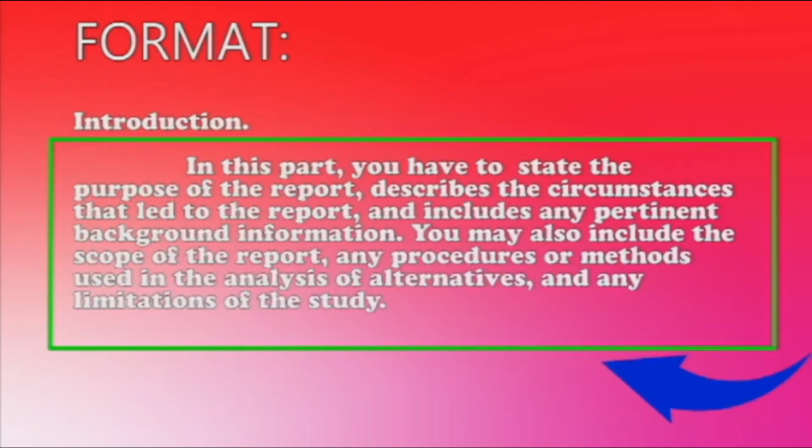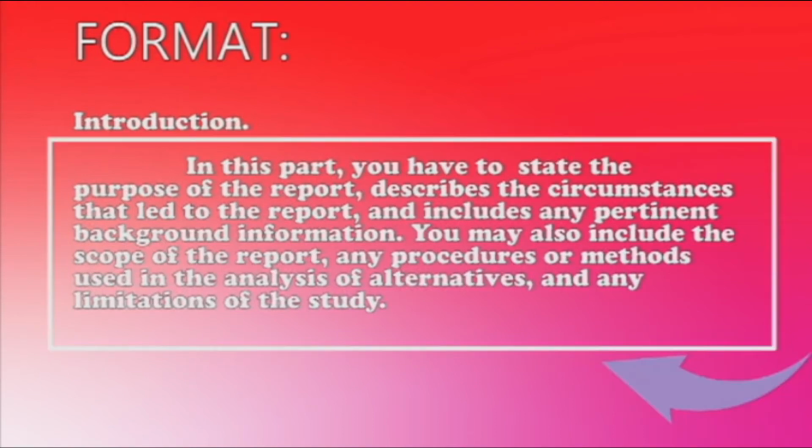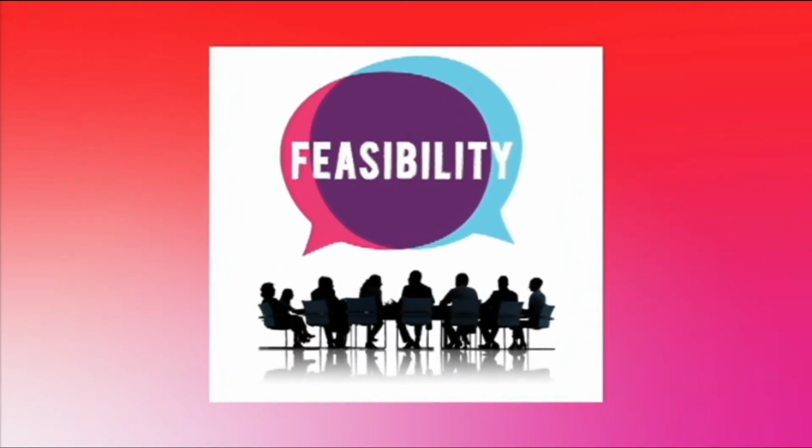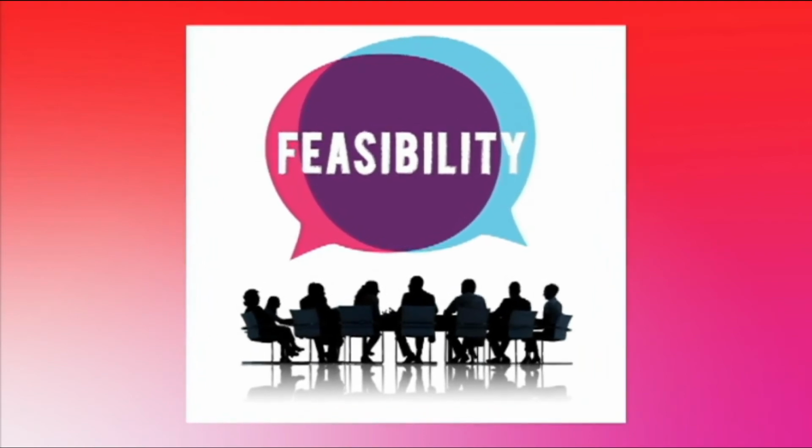Format in writing a feasibility report. Introduction. In this part, you have to state the purpose of the report, describe the circumstances that led to the report, and include any pertinent background information. You may also include the scope of the report, any procedural methods used in the analysis of alternatives, and any limitations of the study.